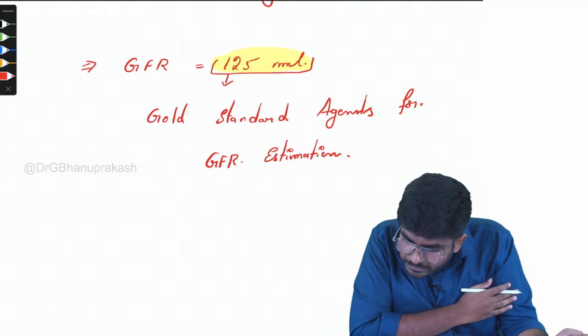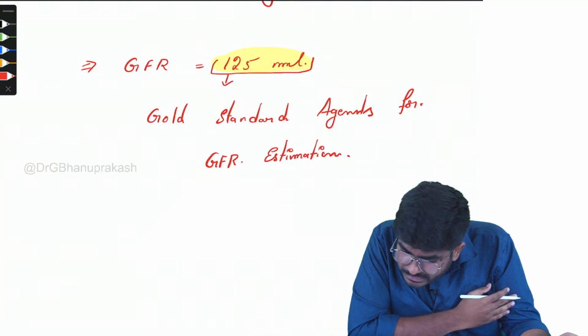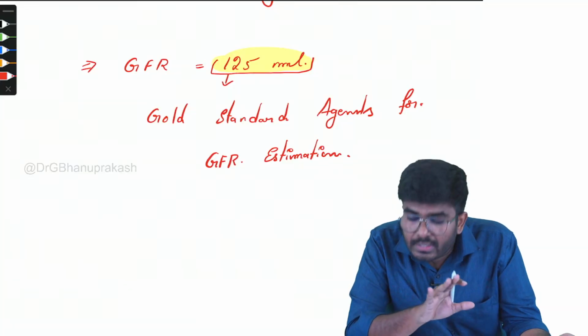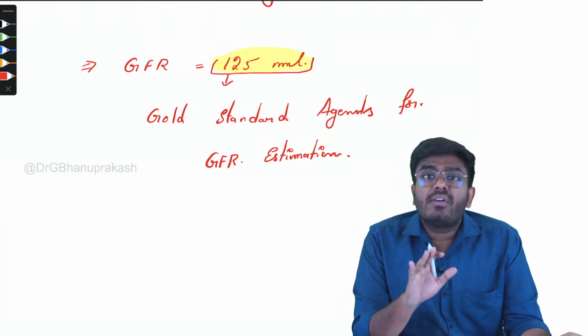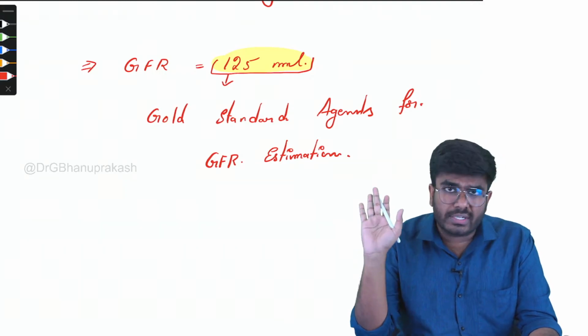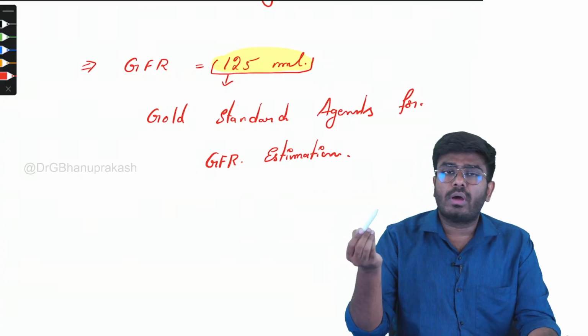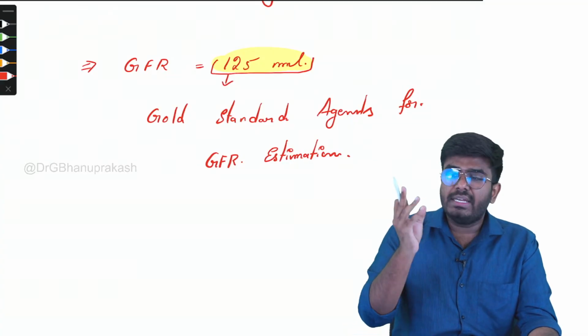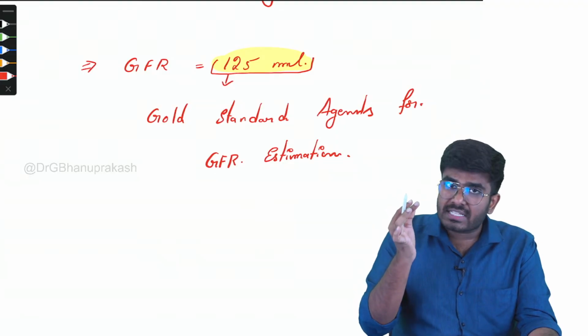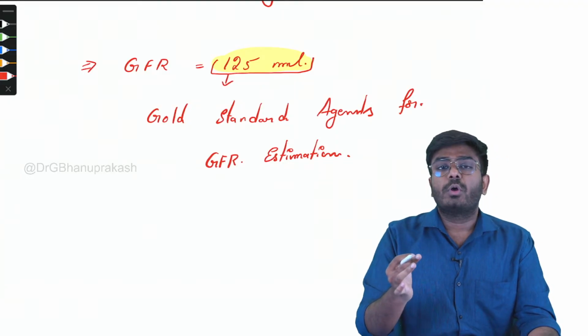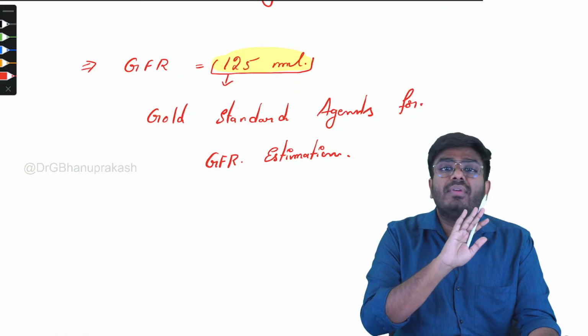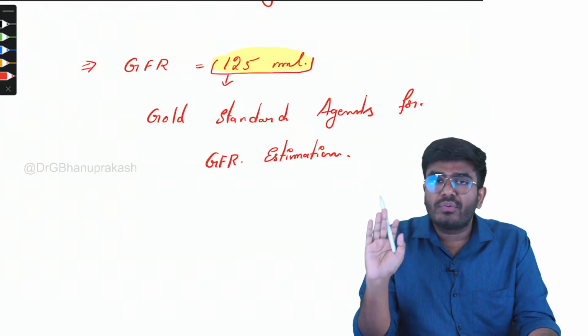Someone is asking, if more proteins are filtered, will they not exert more filtration pressure? See, first of all, whoever is asking this question, proteins are not filtered. Who said? I have already told you. RBC, WBC, platelets, plasma proteins, and clotting factors are not filtered. Okay, they are not at all filtered.